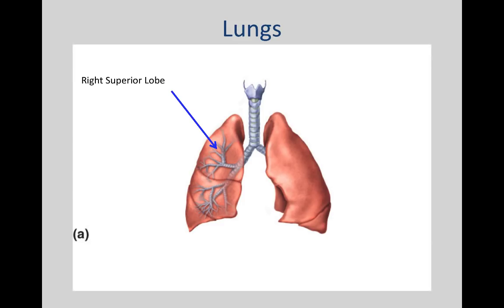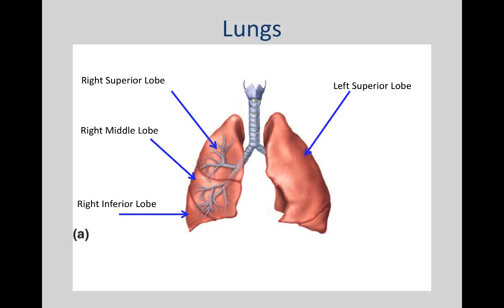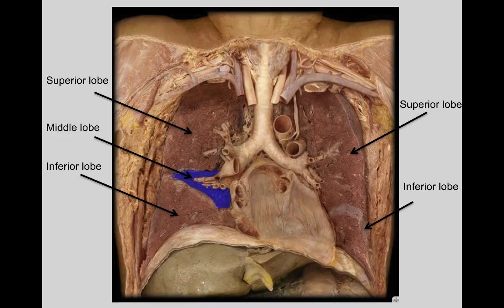Here you can see the right superior lobe, the right middle lobe, the right inferior lobe, the left superior lobe, the left inferior lobe, and down here is the cardiac notch. I bet you can't guess what lies in there. This image is here to show you what the lobes of the lungs look like on a cadaver. You can distinctly see each lobe and the cardiac notch just below the left main bronchus.